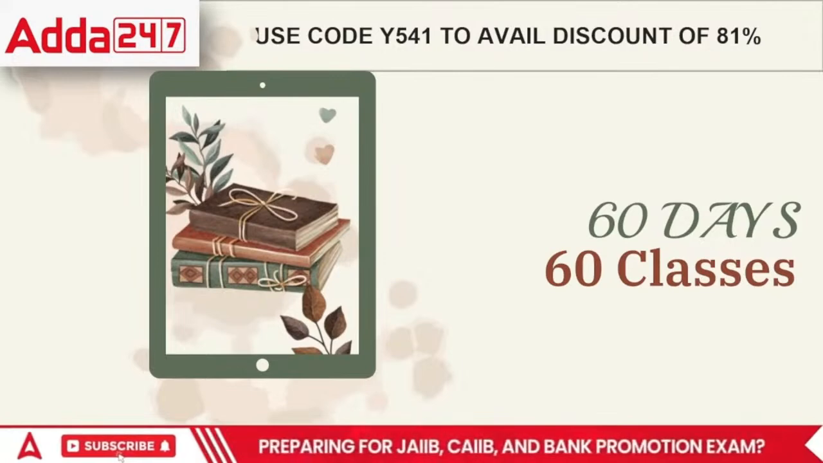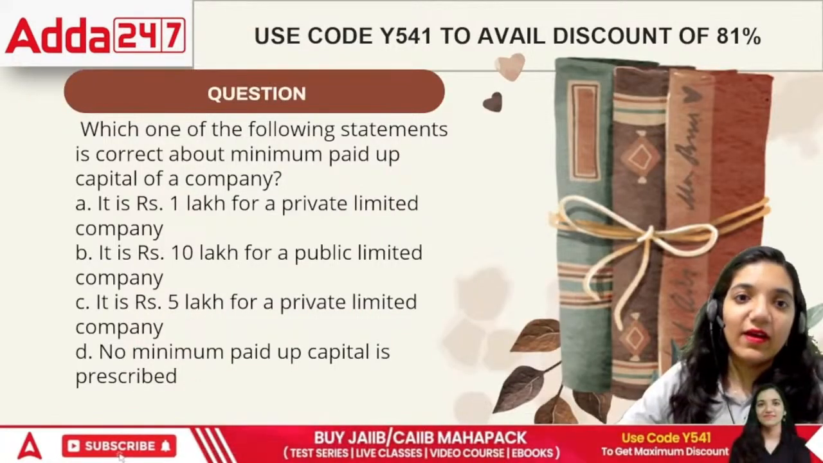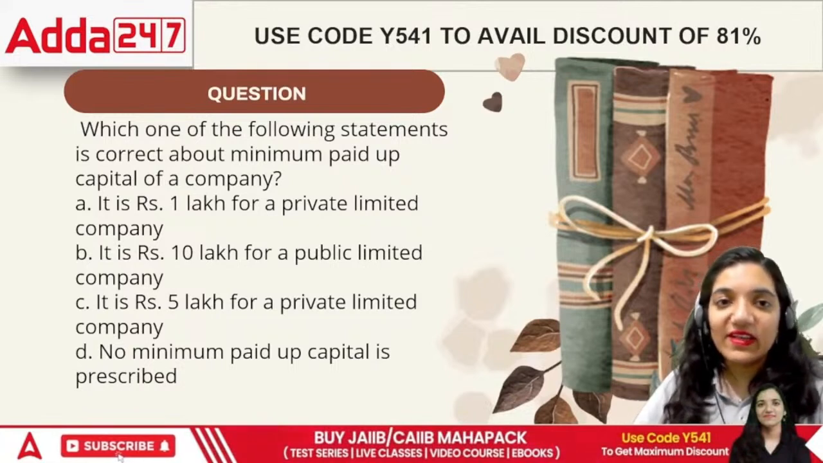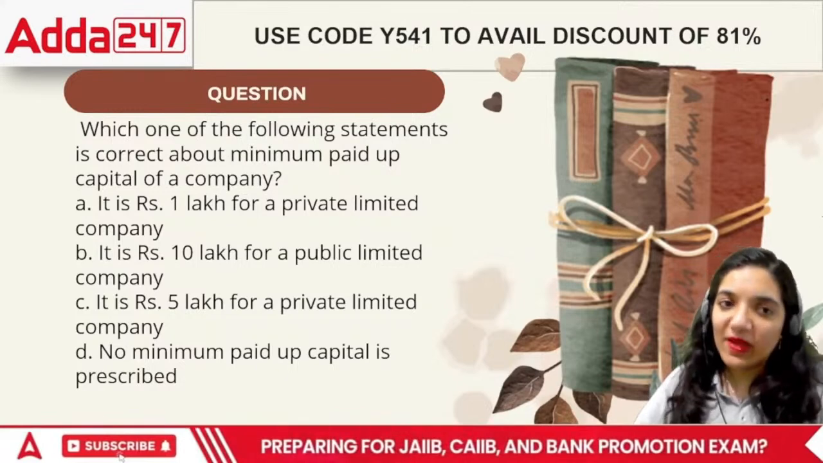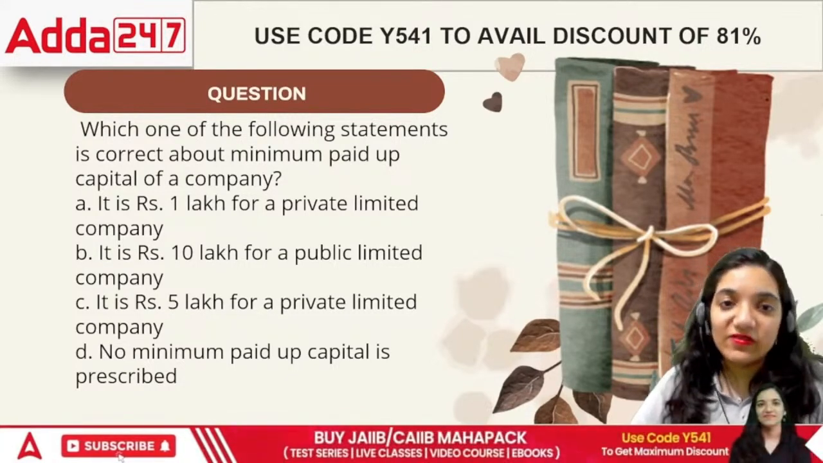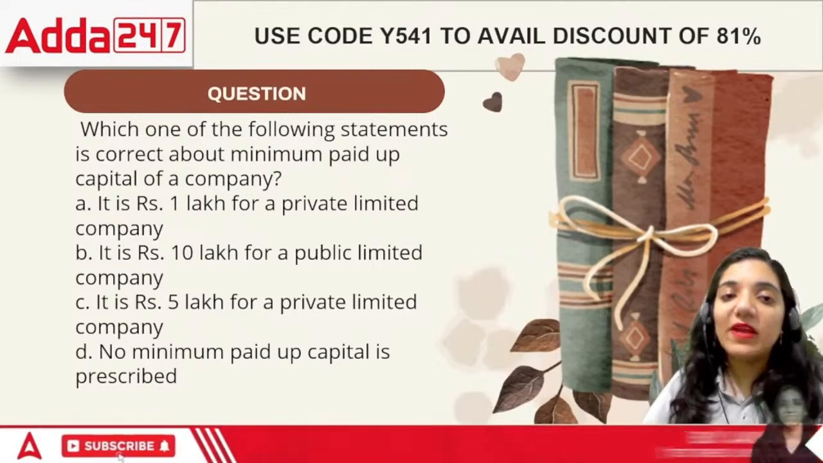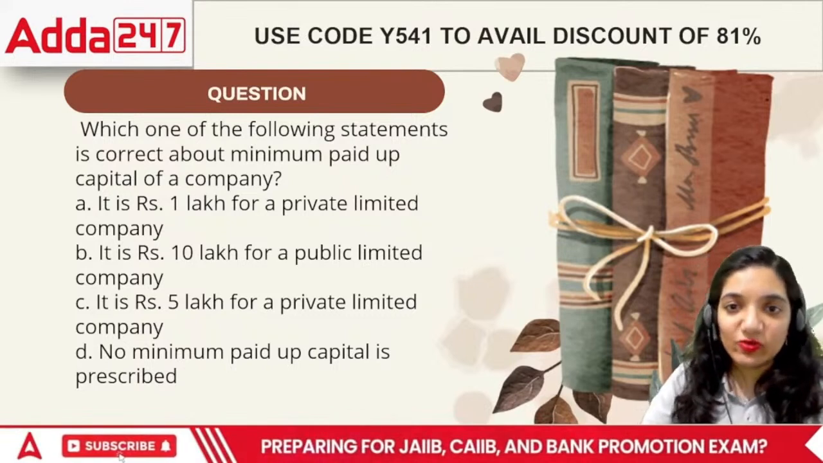Okay, the first question says: which one of the following statements is correct about the minimum paid up capital of a company? It is 1 lakh for a private company, 10 lakh for a public company, 5 lakh for a private company, or no paid up capital has been prescribed. Among the following, which one is true?